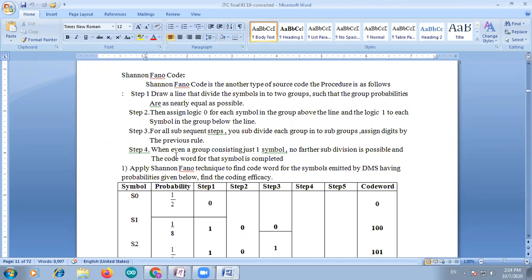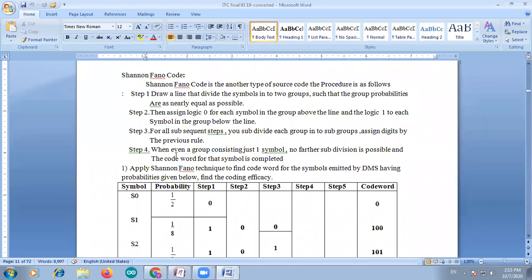Step one: draw a line that divides the symbols into 2 groups such that the group probabilities are as nearly equal as possible.